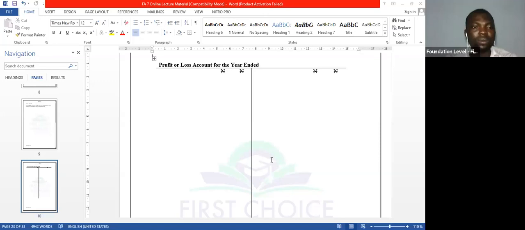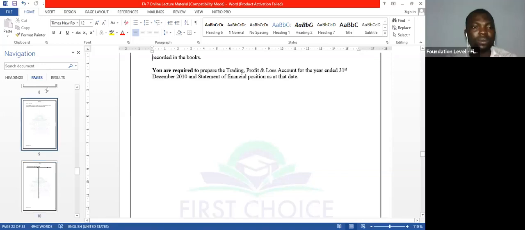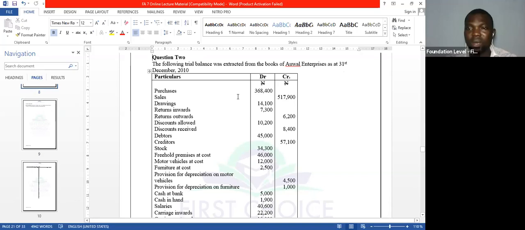Class, we start question two. And question two is that we are required to prepare the income statement and a statement of financial position. There are two things that we are required to prepare.